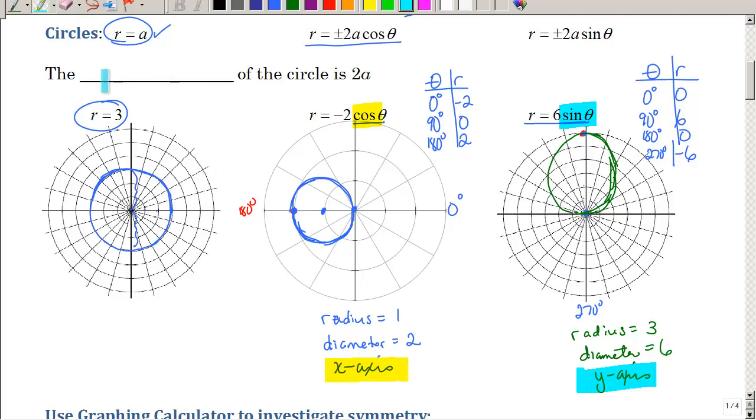So if we're going to come back up here and answer that question, the blank of the circle is 2a. So looking at these formulas, 2a corresponded with 2, 2a corresponded with 6. So what did that number equal to, the radius or the diameter? It's the diameter. So the diameter of the circle is that coefficient of sine or cosine.